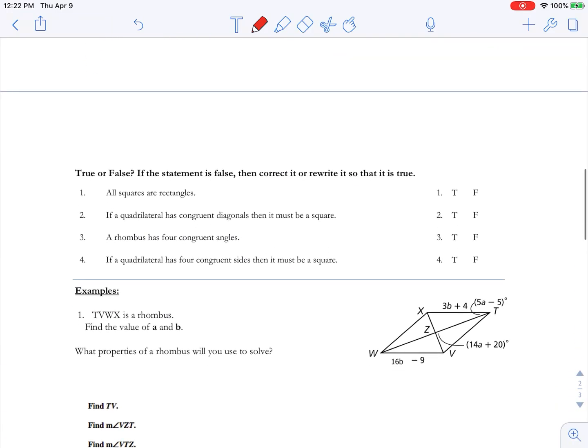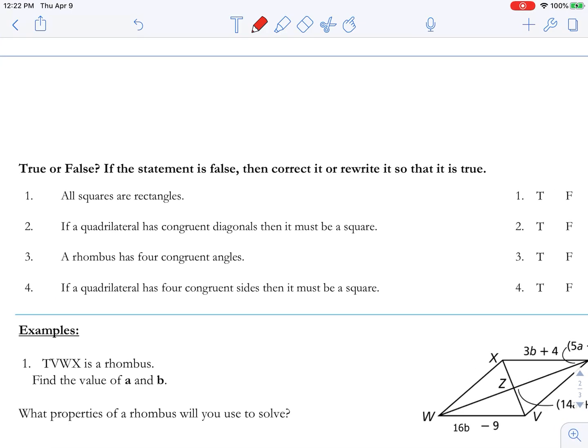Another kind of question I could ask you is just true or false. For example, all squares are rectangles. Yeah, that's true. If a quadrilateral has equal diagonals, then it must be a square. No, that's actually a rectangle rule. It doesn't have to be a square.